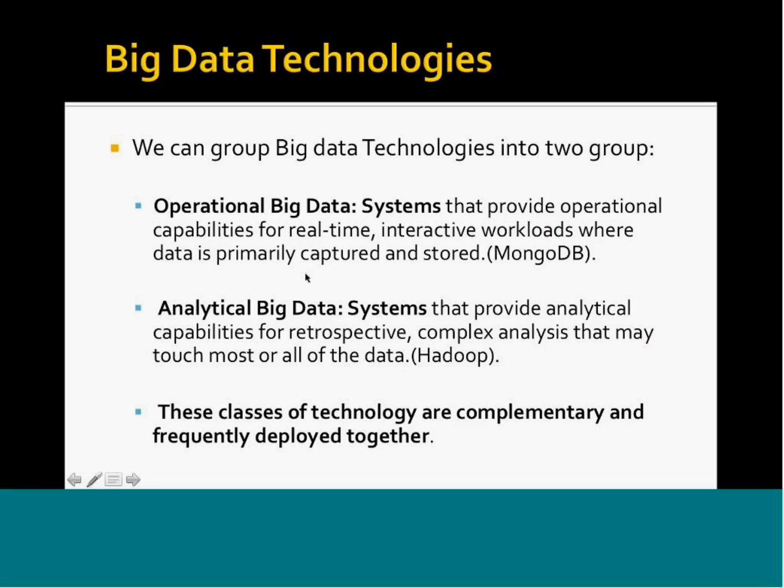Right? So if you see operational big data and analytical big data, this is what I told you already. Operational big data provides operational capabilities for real-time interactive workload. For example, you have a real-time analytics requirement, like a stock exchange where daily or minute by minute changes are going on, and you want to do analytics on the data which is there, with the changed data also taken into consideration. So there you will be using MongoDB, Cassandra, and so on.